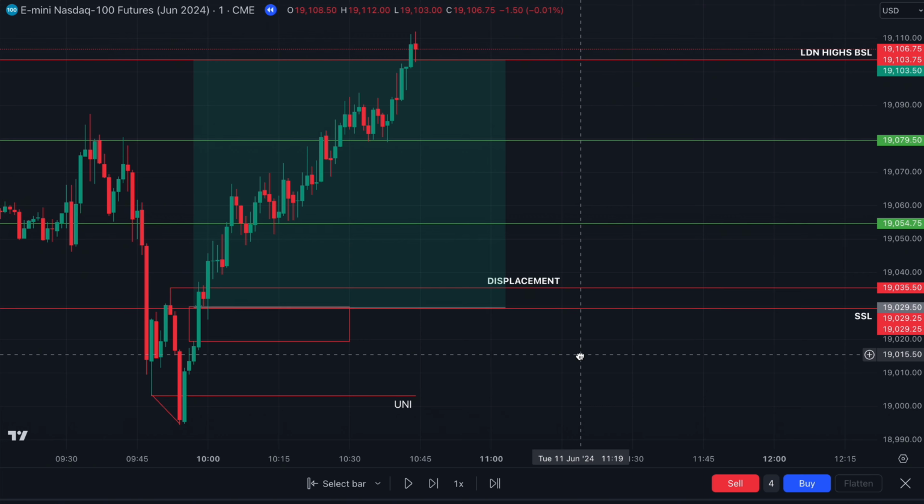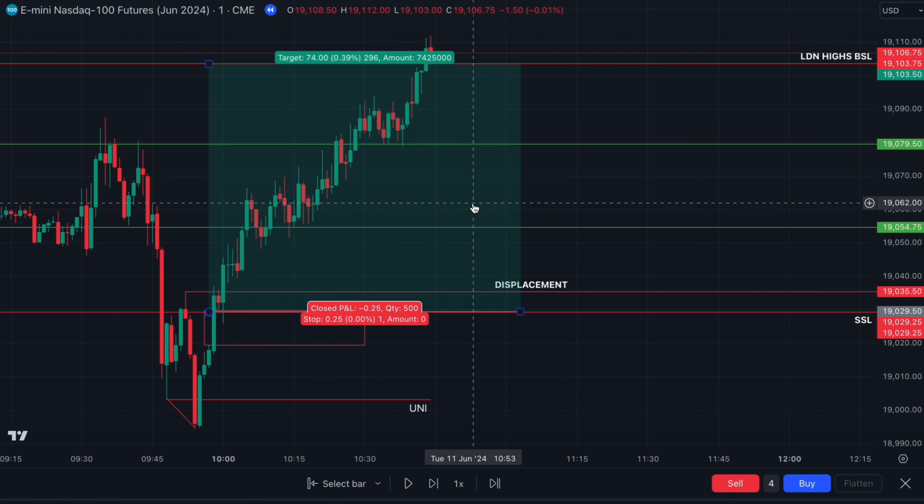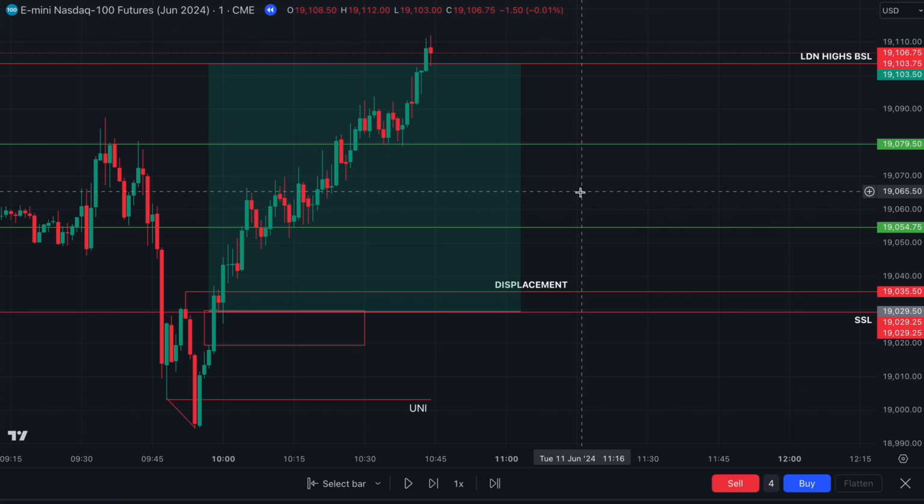And there you have it. It went all the way to final TP, and on Tuesday, this textbook ICT setup, we secured 74 handles, and it was a lovely trade. This week, we have not taken a single loss. 4 out of 4 trades.